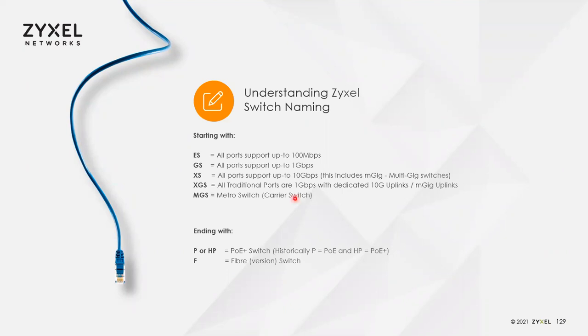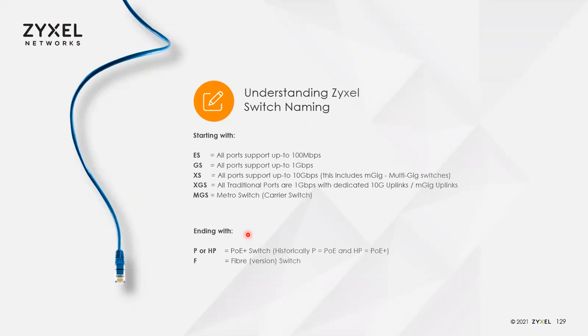So we'll start here. All of our switches will start with a 2 or 3 letter prefix. ES means it's a Fast Ethernet switch. We don't really sell those here in North America anymore. GS tells you that all the ports are 1 gig ports. XS tells you that all of the ports are 10 gig ports. And then we have our XGS, which is telling you that most ports are 1 gig, but there are 10 gig uplinks. So just real quickly there, if you know you just need gigabit, you know you're looking at a GS series switch. If you know you need 10 gig uplinks, you know you need to look for an XGS branded switch. We also have MGS, which is our metro switches.